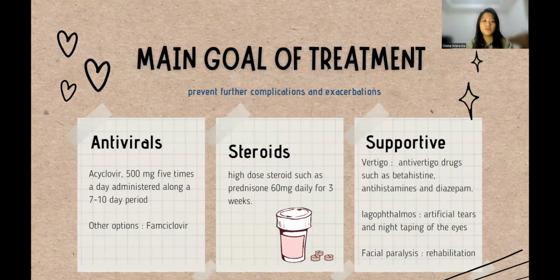For the next part, now I would like to discuss the treatment of Ramsay Hunt syndrome. The first and foremost goal of treatment is to prevent further complications and exacerbations. That can be done through a set of medications. First of all, the most common is to give antivirals to reduce the effect of the host immune response. A typical regimen would include acyclovir 800 milligrams 5 times a day for a 7 to 10-day period. Other options such as famciclovir are also available.